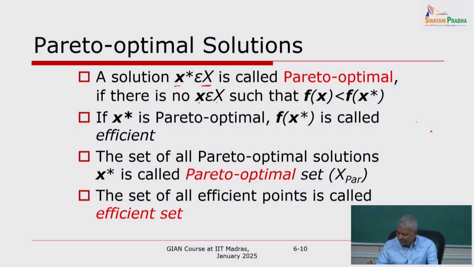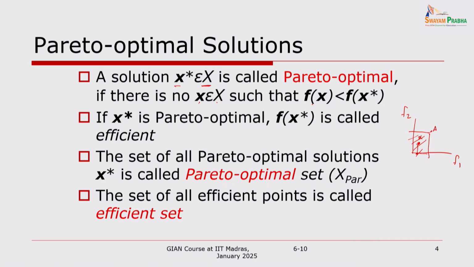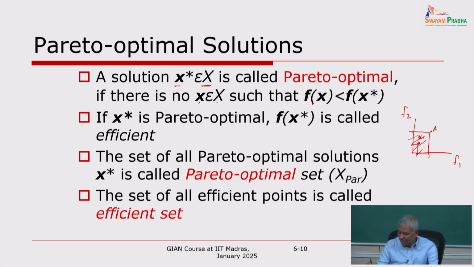So let's say I have two objectives here, F1 and F2, and I'm trying to minimize. If you have a point in the third quadrant, call this A and call this X. X is better than A in F1 because it's smaller in F1. X is also better than A in F2 because this is smaller than that. So any point you have in the third quadrant of A is better than A.